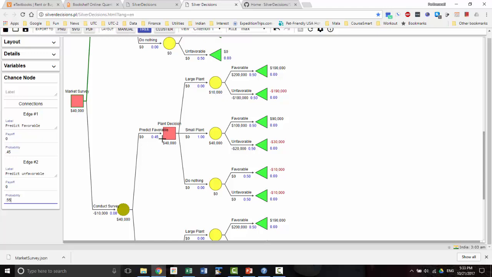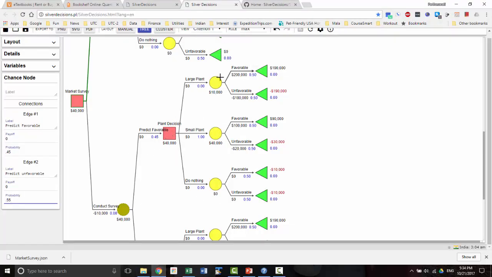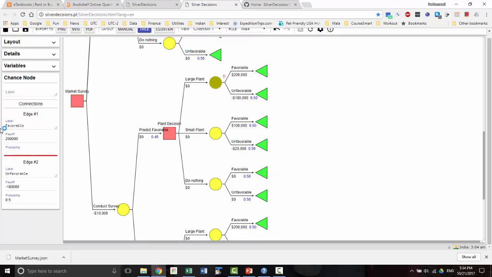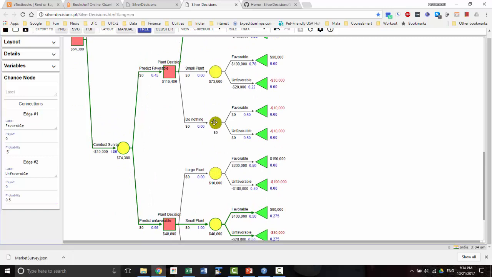Now we have to alter the probabilities here. If the survey predicts favorable, it is 78-22. So here it's going to be 78 and 22 for each of the chance nodes: 78, 22, and do nothing. Well, actually do nothing is a terminal node, so I'll just do 78, 22.